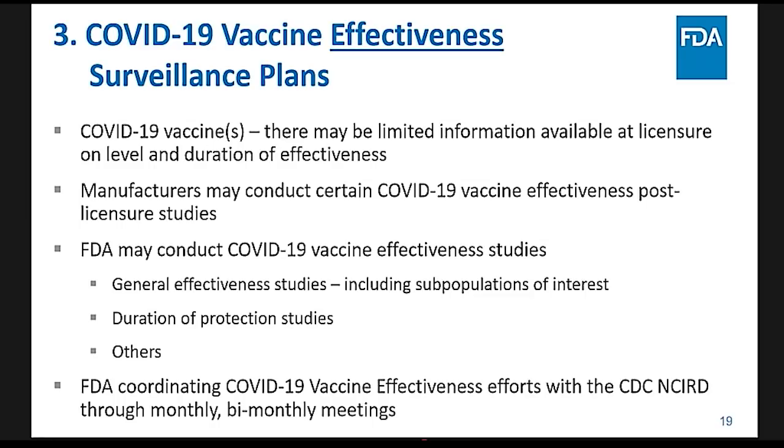Next slide, please. We also plan to conduct vaccine effectiveness and surveillance work. It remains to be determined at this time. So I just want to say manufacturers will have a role in conducting vaccine effectiveness post-licensure or post-authorization studies, and we may conduct those types of studies as well. So we're thinking about general effectiveness studies to look at specific outcomes. That includes subpopulations of interest, like the elderly, patients with comorbidities, et cetera. We're also interested in duration of protection studies. How long will the vaccine protect a person once they've received the recommended number of doses, and then perhaps others as well. I just want to say that we're coordinating the efforts on effectiveness studies with CDC's NCIRD, and we're doing this through monthly and bi-monthly meetings with them. Next slide.